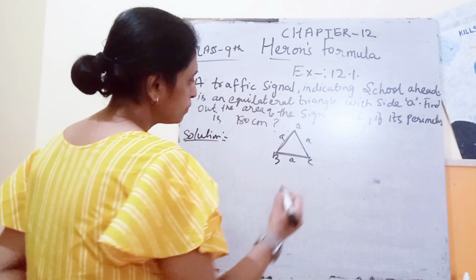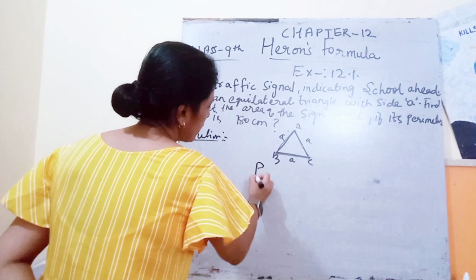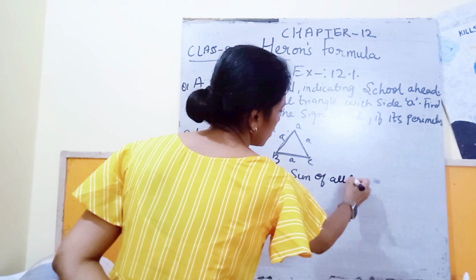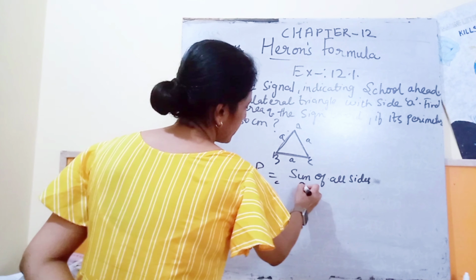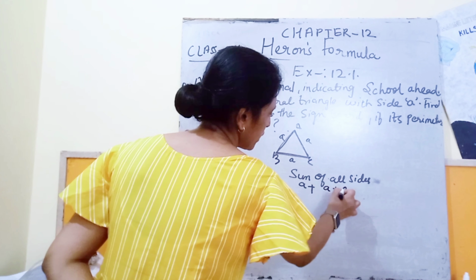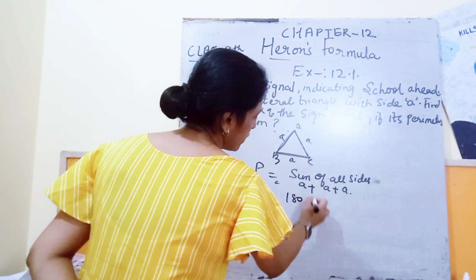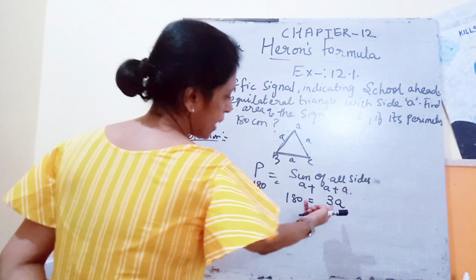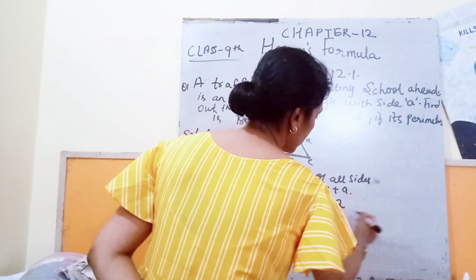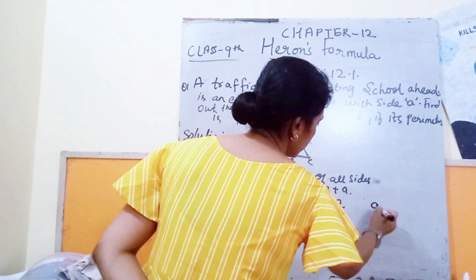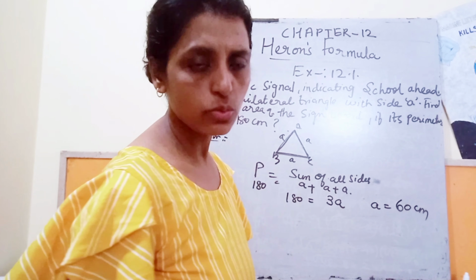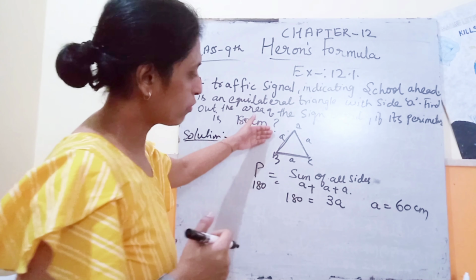We know that perimeter is equal to the sum of all sides. That means A plus A plus A, and the perimeter is given as 180 centimeters. So A plus A plus A is 180. A plus A plus A is 3A. The 3 is multiplied here, so it will go to the other side and divide 180. So A will be equal to 60 centimeter, because 60 into 3 is 180. Now we got the value of the sides.